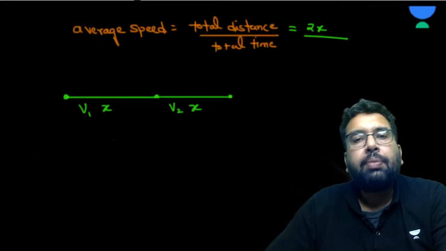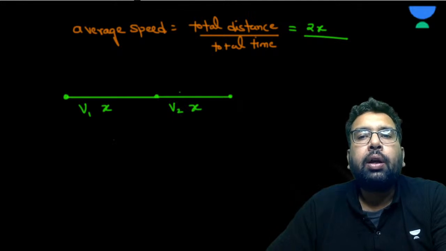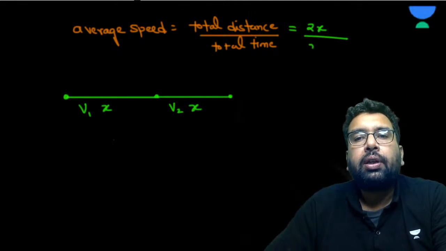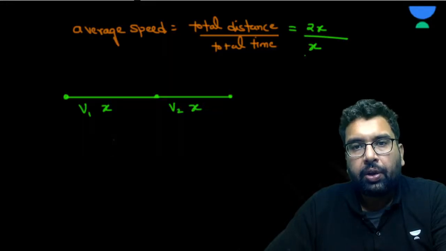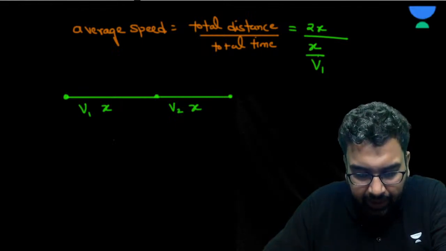See, time is equal to distance upon speed, right? So in the first case, he has moved with a velocity of v1 and the distance he moved is x, right?